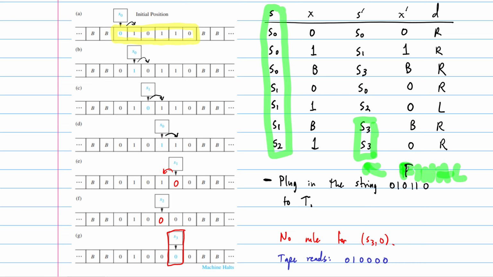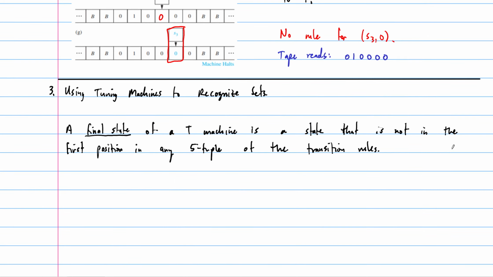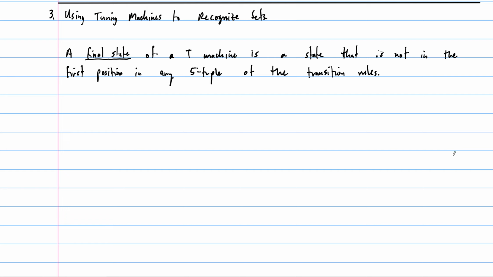But this is our S3, the final state, the only final state for this example here. There's another S3 up here, right? Okay, but anyway, we can define final states just based on the transition rules. So it's any state that's in the state set but is not in the leftmost, or first, position of the 5-tuple. And now we can define what we mean by recognition of a set.